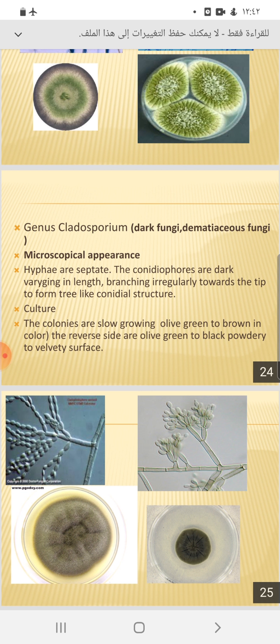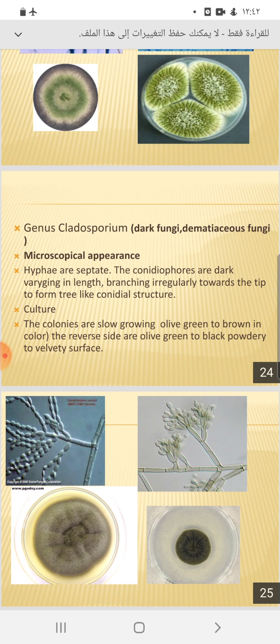For the microscopical appearance of genus Cladosporium, usually the hyphae are septated. The conidiophores are dark, varying in length, branching irregularly towards the tip to form a tree-like conidial structure. So it's very similar to tree branches. It is just like a tree under the microscope. For the cultural characteristics, the colonies are slow growing. The color is olive green to brown.